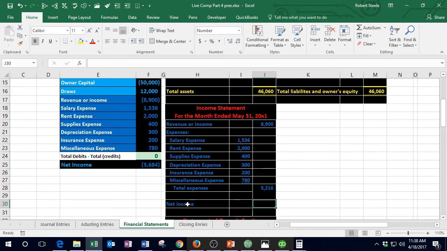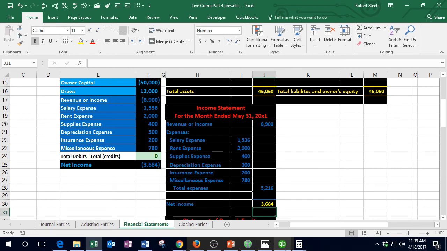And now we're just going to do something with the outer column, in this case, subtracting. We've got revenue minus expenses. So I'm going to say within J30 equals that revenue minus those expenses equals the 3684. That's what we have there.